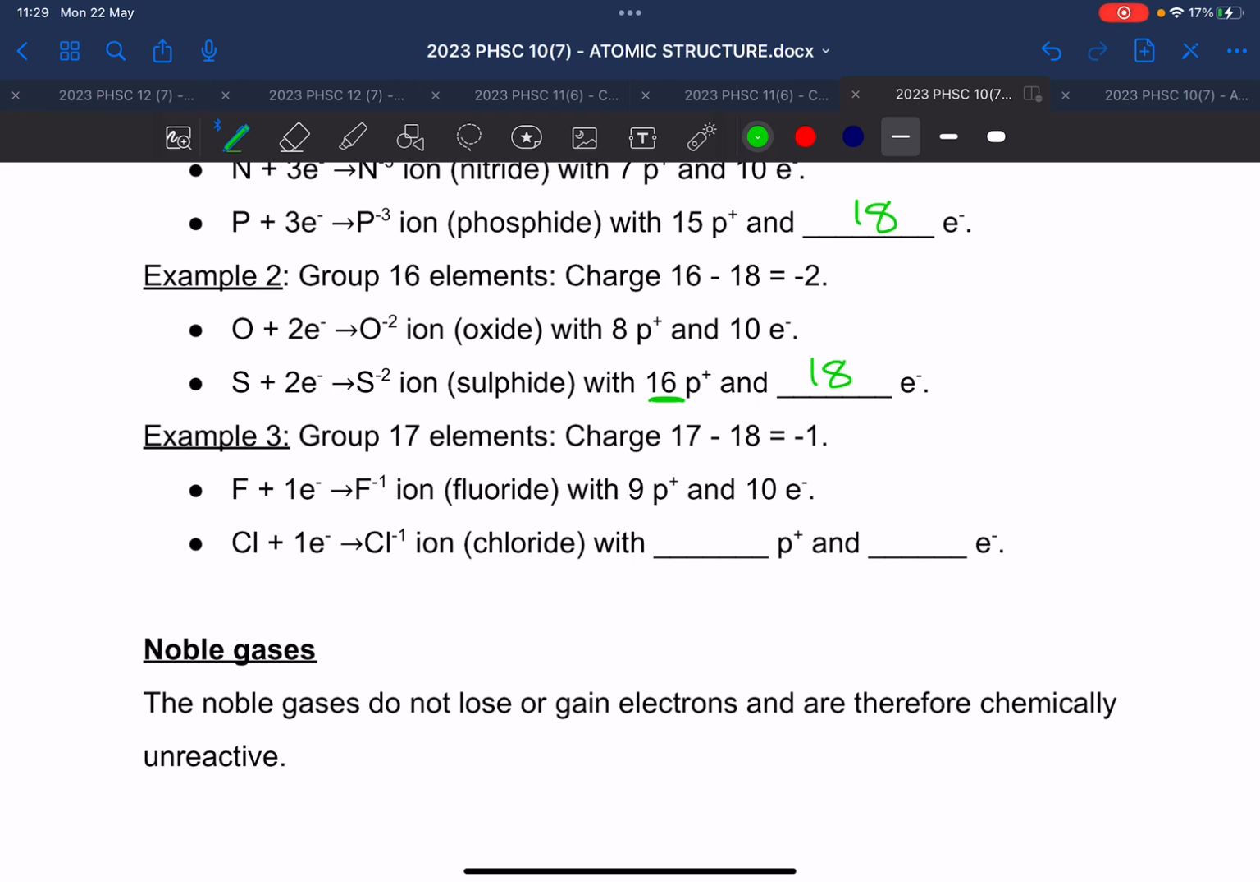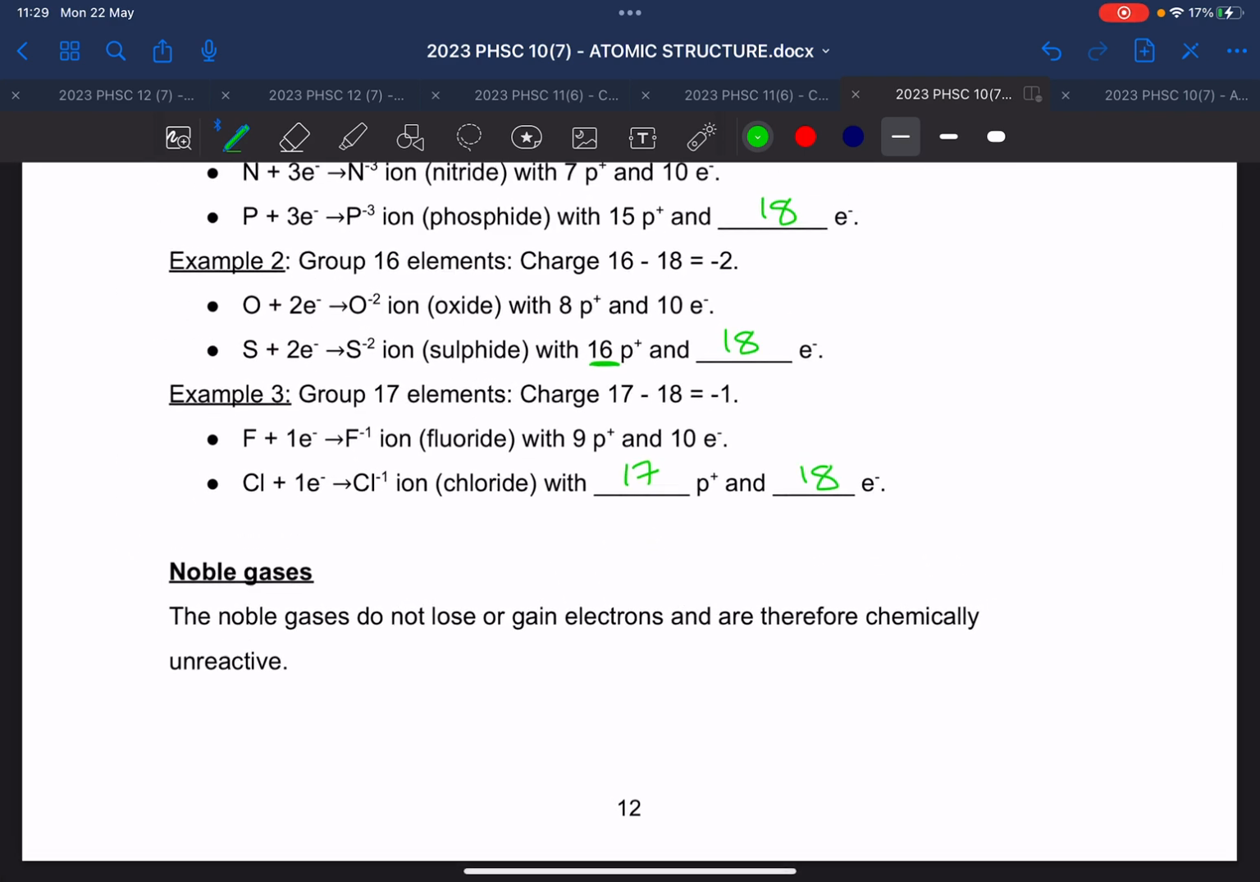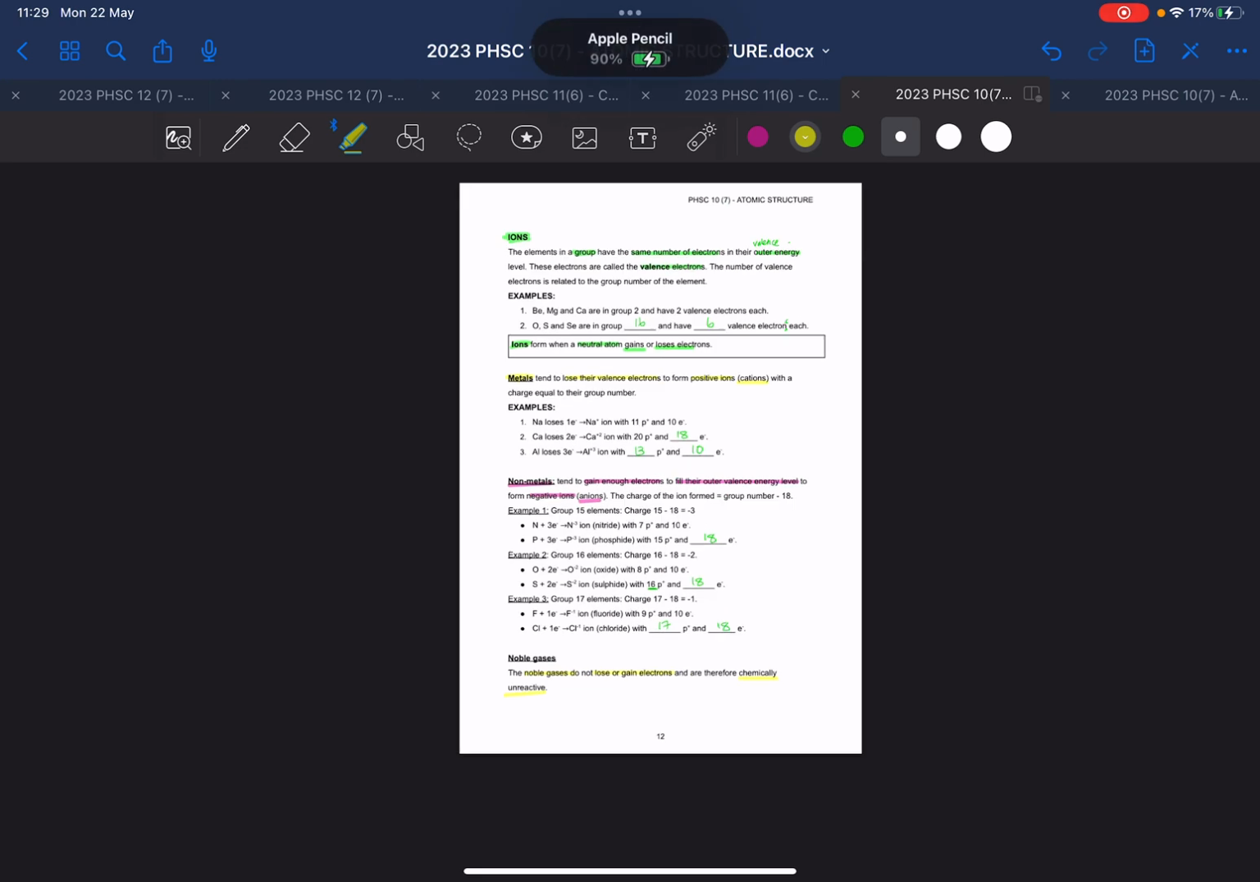Chlorine is in group 17. It has 17 protons. And it will gain 1 electron. So it will have 18 electrons. Okay. And then lastly, noble gases do not lose or gain electrons at all. They don't lose or gain because they are perfect and therefore they are chemically unreactive. Okay.